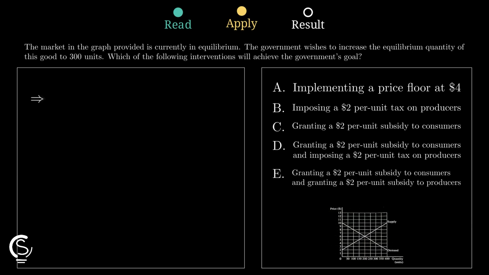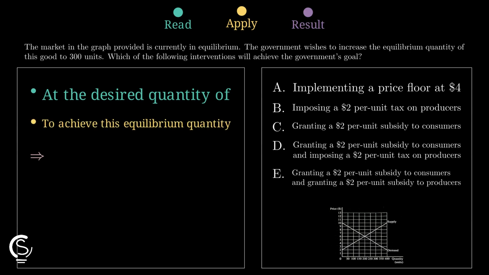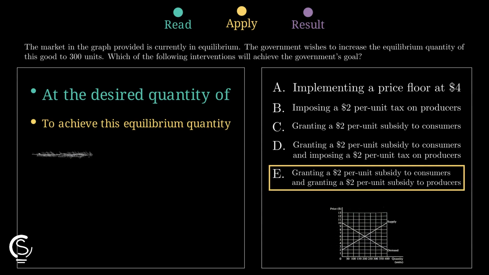A price floor or producer tax works against a higher equilibrium quantity, so those are out. A consumer subsidy helps demand, but by itself it does not create enough increase. That means we need both sides boosted together, a $2 consumer subsidy and a $2 producer subsidy, which matches option E. Nice!